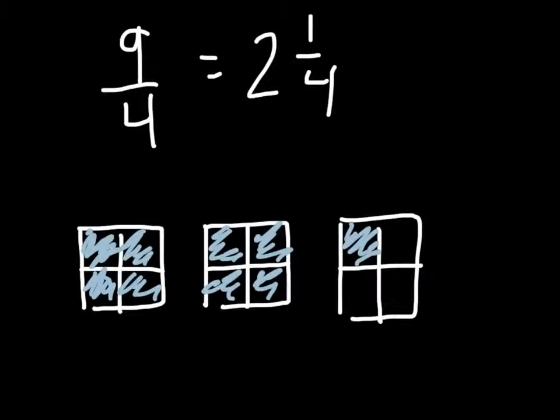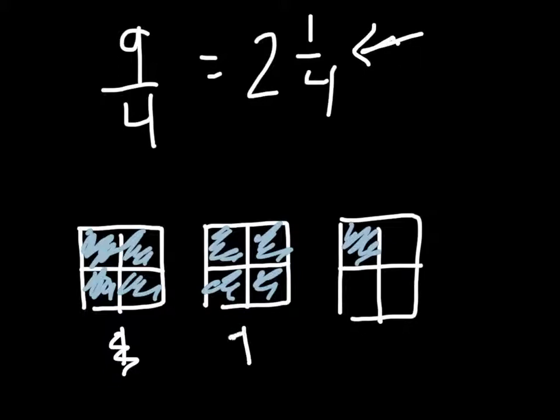Okay, and we can easily visualize this with a picture. So again, the improper fraction 9/4 is equal to the mixed number 2 and 1/4. We see this in our picture, right? We have 1 whole, 2 wholes, and 1/4. So that's where we see 2 and 1/4, okay?